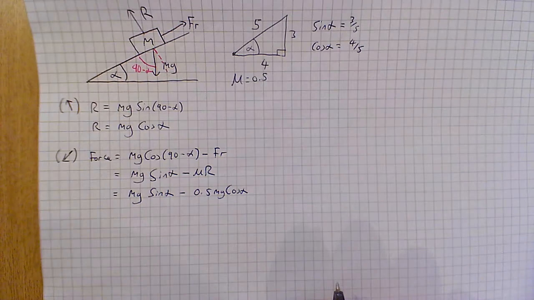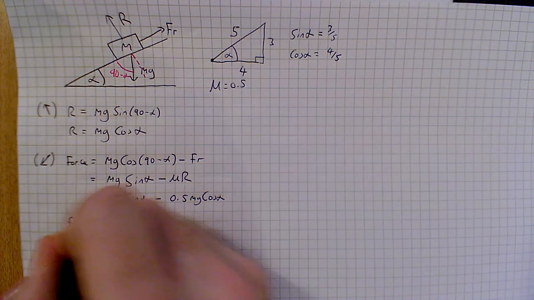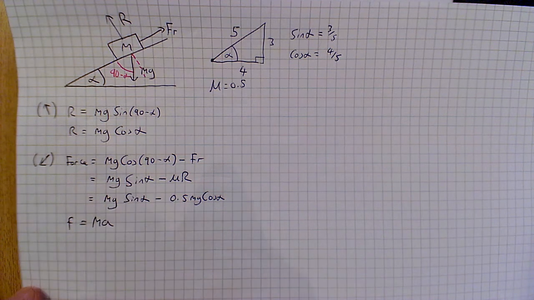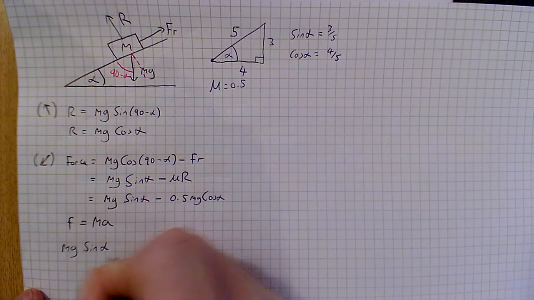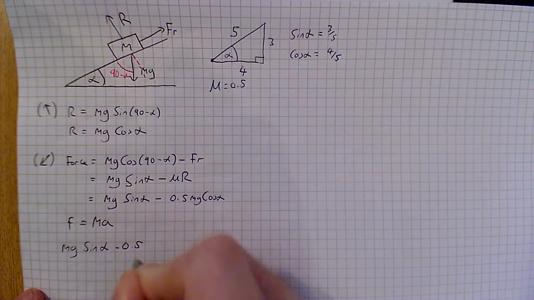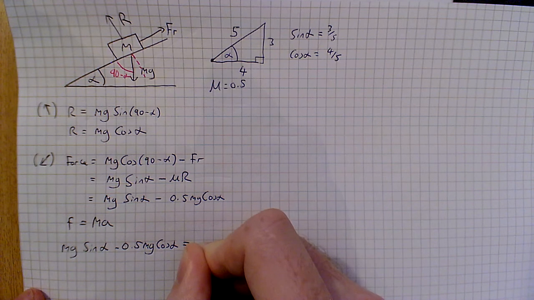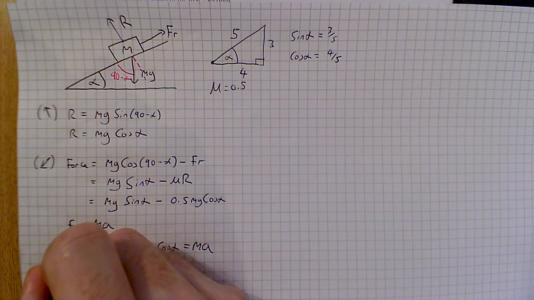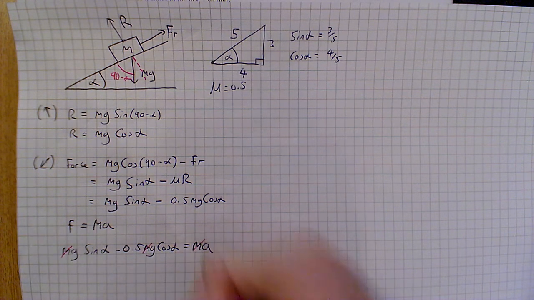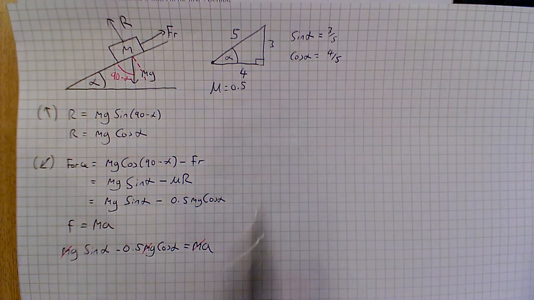So then all we're going to do with that is use it in F equals ma. Remember, we're looking for the acceleration. So I get that mg sine alpha minus 0.5 mg cos alpha is equal to m times a. So then we can see that I can divide the entire thing by m. I'll cancel all of my m's. And then I'm left with an expression for a, and all I need to do is substitute in.